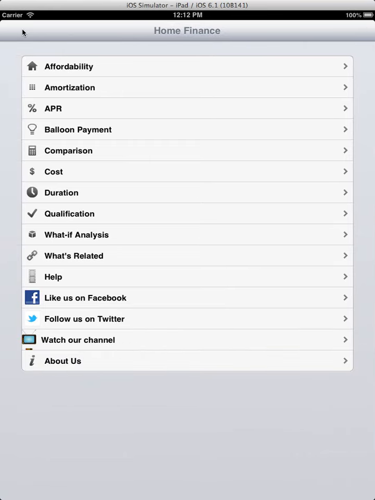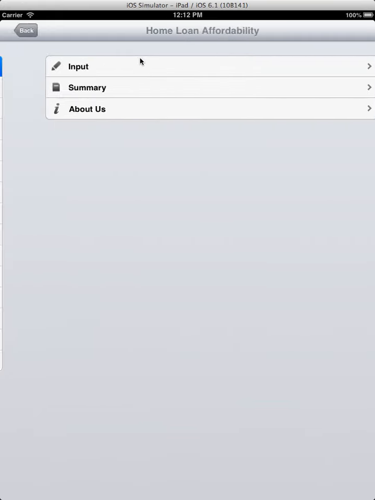useful to home buyers, sellers, and real estate agents to perform a number of calculations as well as to analyze affordability, amortization, percentage APR, balloon payment, compare loans, calculate closing cost, calculate durations, and find out how much the home owner would qualify, perform what if analysis, say affordability.